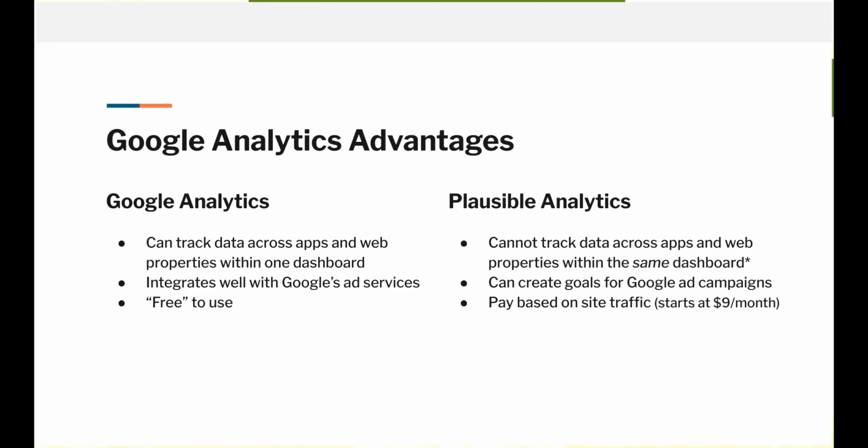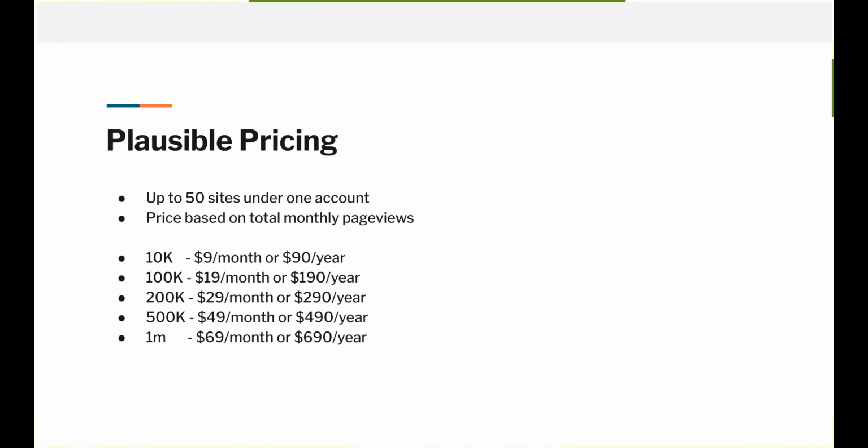It starts at $9 a month and it's based on your site traffic. In terms of pricing, you can have up to 50 websites under one account. So if you have multiple websites, it's just a single account that you're paying for. The price is based on your total monthly page views, in aggregate. So if you have 3 websites and one's getting 1,000 page views a month and another's getting 20,000, then you're at 21,000 page views. You would be at that first tier, 10K page views. You're starting at $9 a month or $90 for the year.